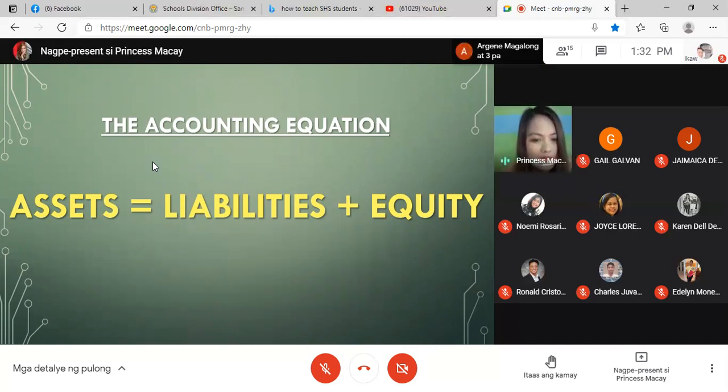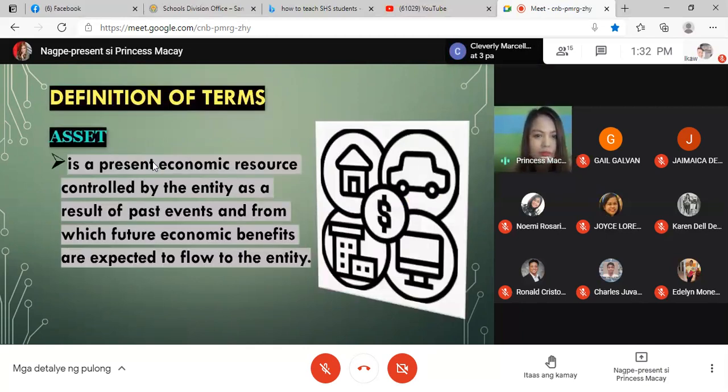So now let's first discuss what an asset means. An asset is a present economic resource controlled by the entity as a result of past events and from which future economic benefits are expected to flow to the entity. So let's take a deeper look at the meaning of asset. It is said that this is a present economic resource. Resource means that the entity has something that they can use in the business operations and which has value.